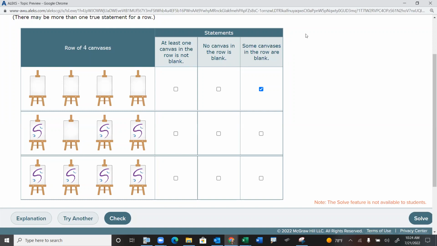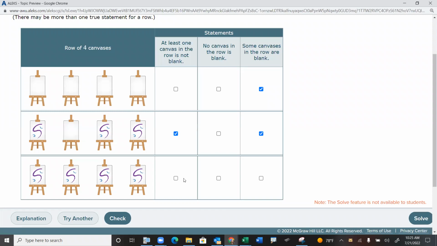Next row. At least one canvas in the row is not blank. That's true. In fact, there's 3 that are not blank. No canvas in the row is blank. No, that's not true because there's one right there that is blank. Some canvases in the row are blank. Yes, right there.